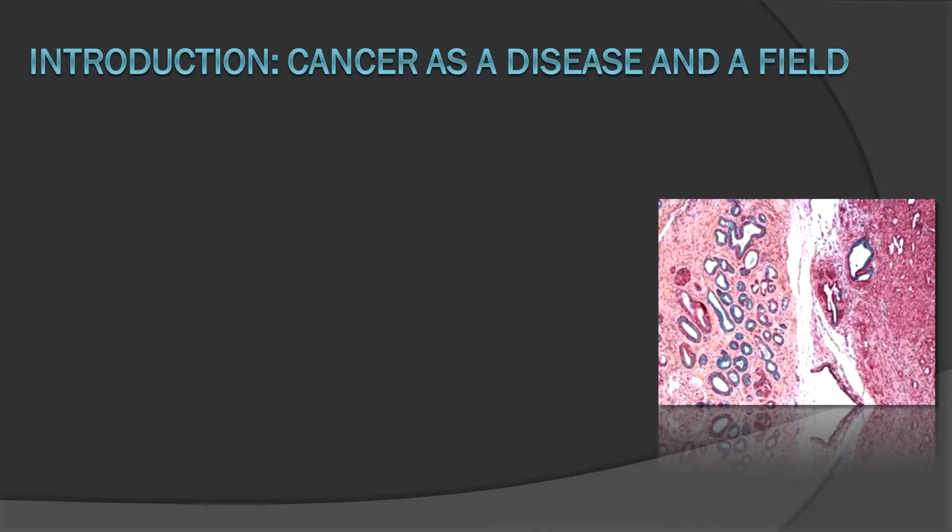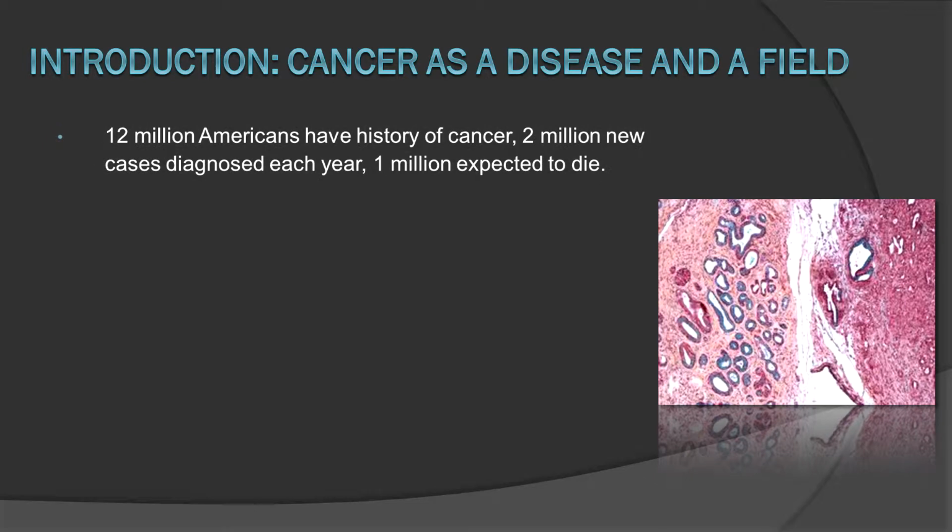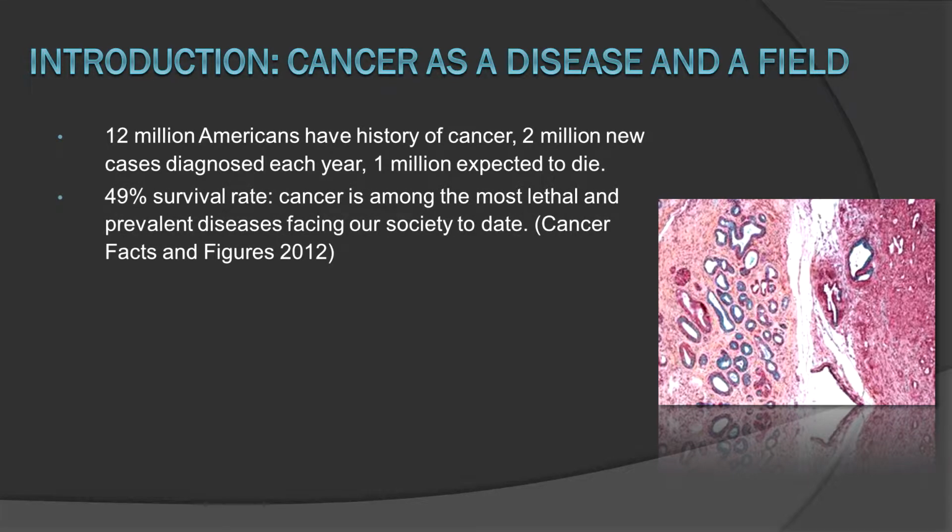So cancer as a disease and as a field. 12 million Americans have a history of cancer, and there are 2 million new cases diagnosed each year, with 1 million of those expected to die. So with a 49% survival rate, cancer is one of the most prevalent issues and diseases facing our society to date. And a lot of people ask, why hasn't a cure been found?